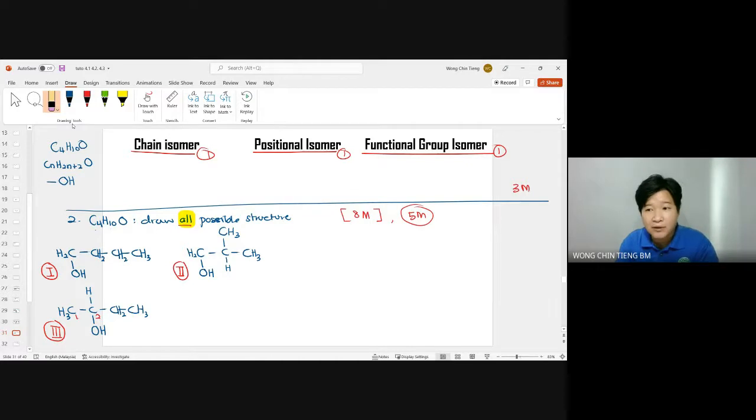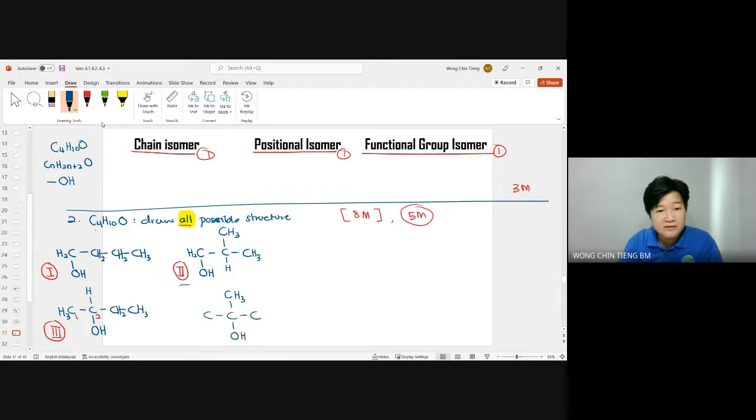Sekarang dah tak boleh. Then only we look at the second structure punya positional. Positional means apa? Means rantai kena sama panjang. 3 carbon. CH3 tak boleh ubah sebab dia kena duduk carbon tengah. So OH boleh pindah tak? Alright, Lim say yes. So Lim, we move it.